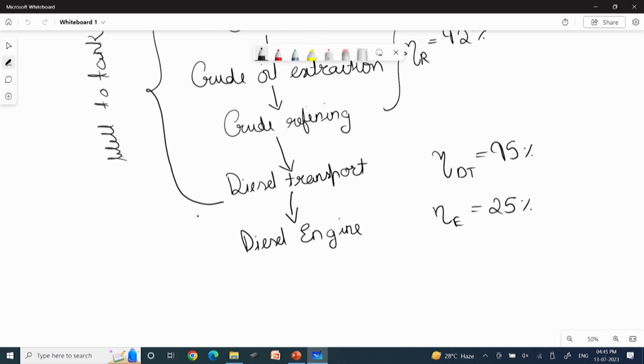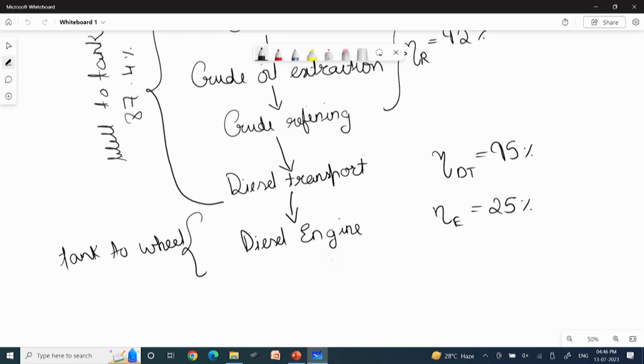And this particular step in the engine would be tank to wheel. And the total analysis would be called well to wheel. So, if you multiply the individual efficiencies in here, the total efficiency from well to tank would come around to be 87.4%, which is quite efficient. And then the tank to wheel efficiency would be roughly 25%.